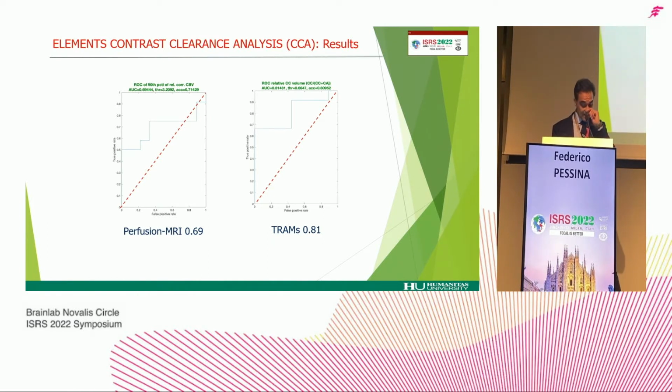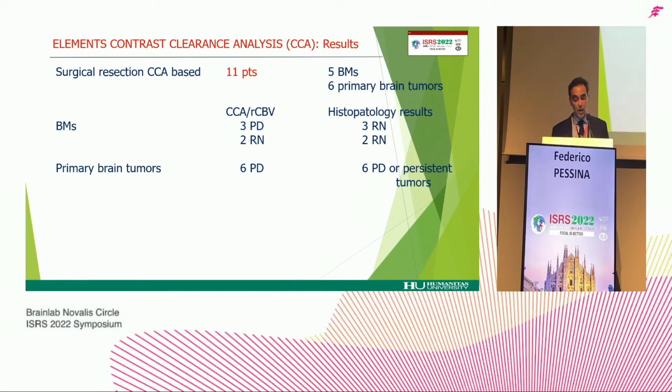Another interesting data is the fact that, comparing the accuracy in detecting active disease and so progressive disease, the TRAMS technique, so the maps by the contrast clearance analysis, shows more accuracy in comparison with the diffusion MRI technique in detecting progressive disease.